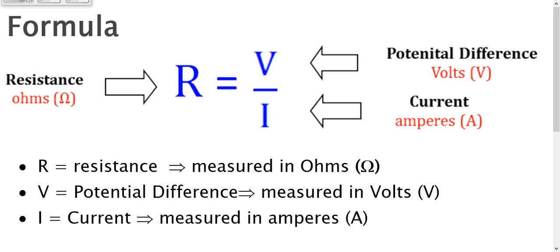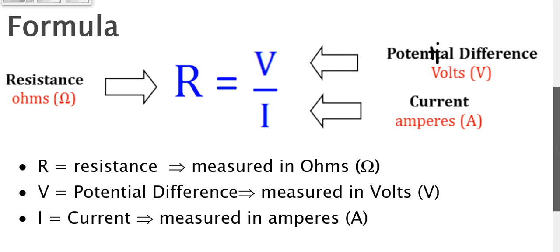So the formula for resistance is often called Ohm's law. Resistance is equal to voltage divided by current. Again, resistance is measured in a unit called ohms. Voltage, potential difference, the symbol is V, is measured in volts. Current, symbol I, is measured in amperes. So resistance, symbol R, measured in ohms. V, potential difference, measured in volts. I is still current, and that's measured in the unit called amperes. And again, this formula is also on your formula sheet.